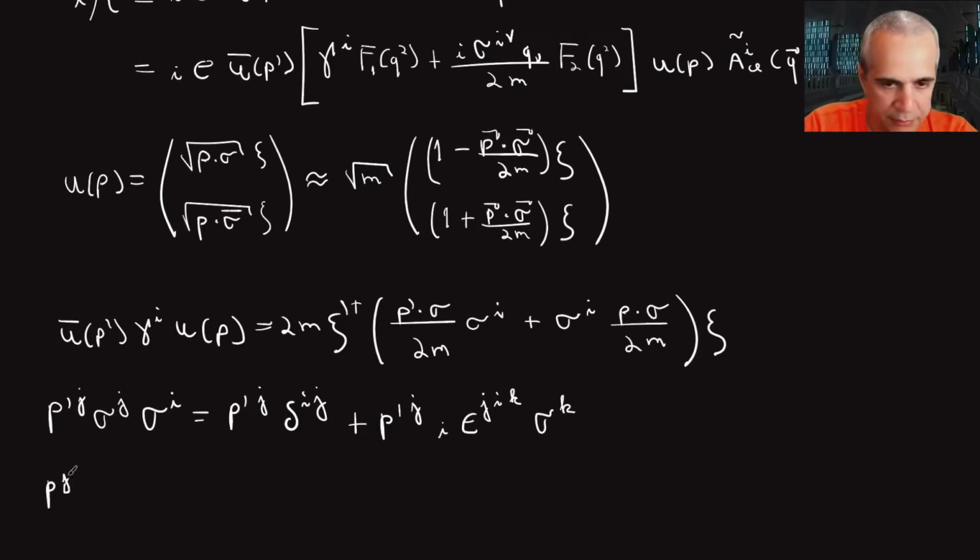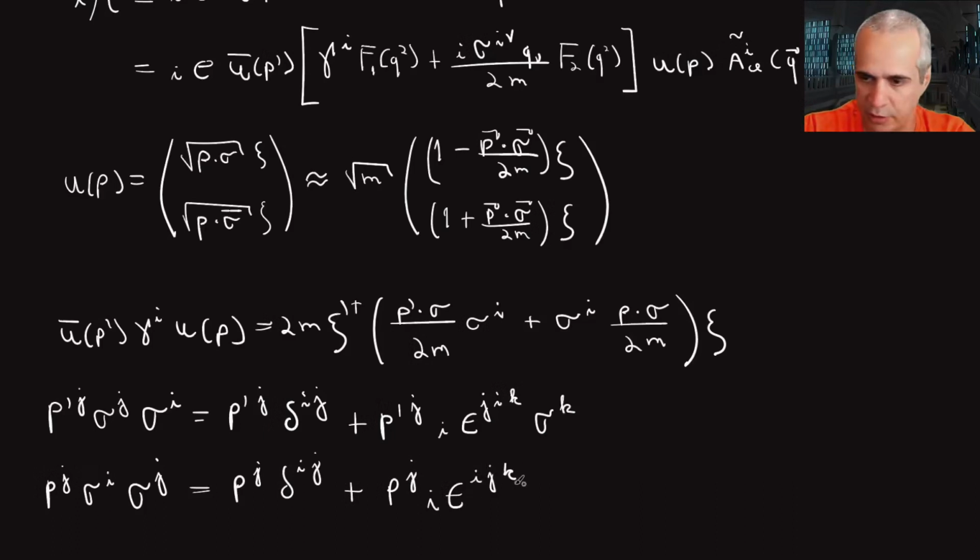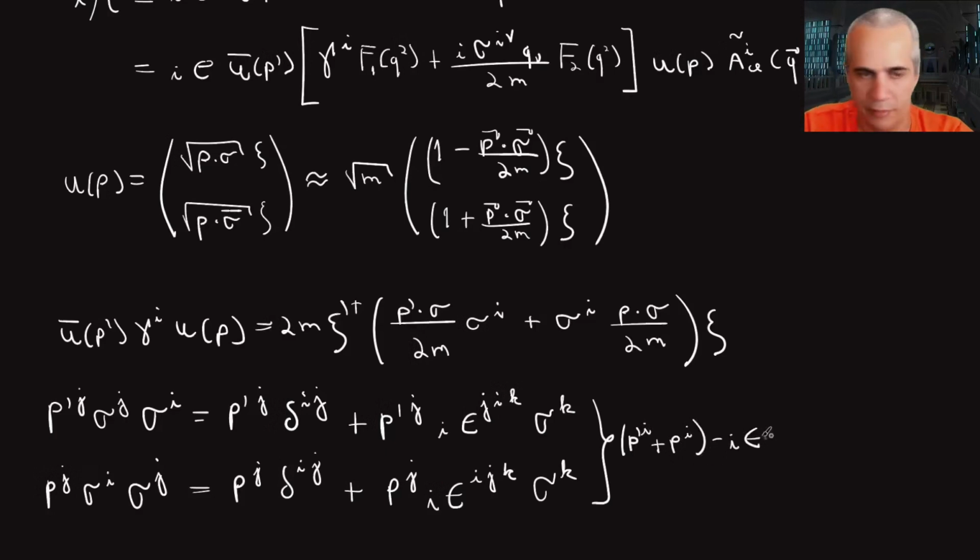And I can do the same for the second part here. I'll get p_j σ_i σ_j in this case, because i is to the left. That becomes p_j δ_ij plus p_j i ε_ijk σ_k. And then if I add those two terms, this becomes p prime_i plus p_i minus i ε_ijk σ_k, with p prime_j minus p_j. I have to exchange these here, there are relative signs. So that is p prime_j minus p_j, which of course is q_j. Which is what I wanted: I want terms linear in q, and that's how I get them.